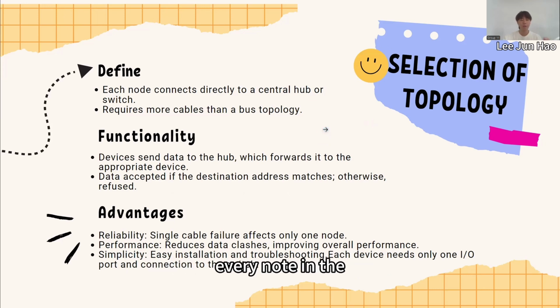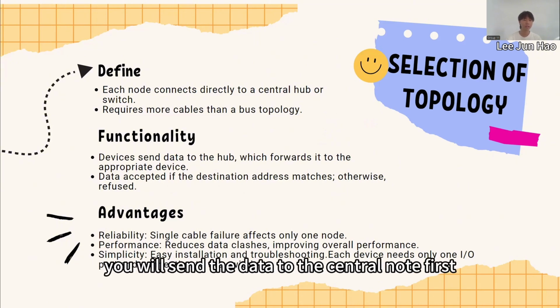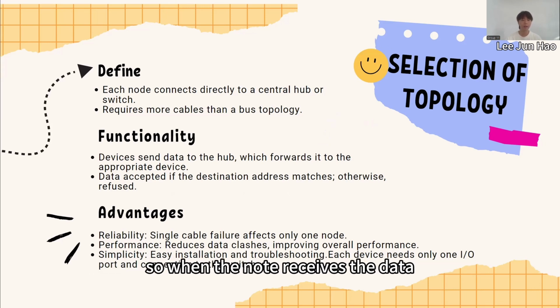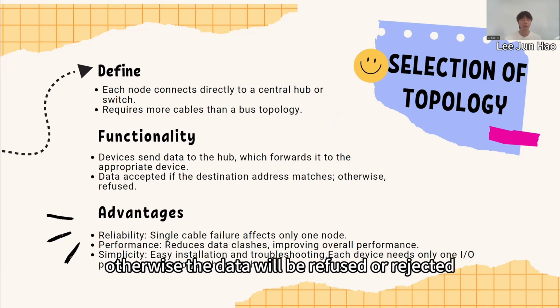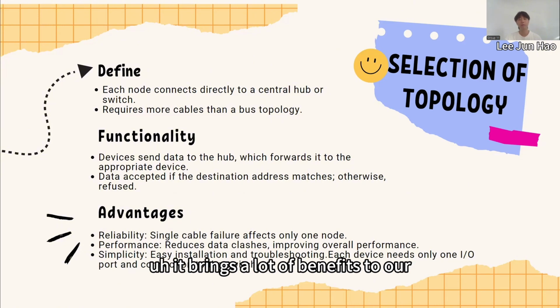Every node in a star topology is connected to the central hub that facilitates the data transfer. When a node wants to transmit data to another node, it will send the data to the central node first, and then distribute it to other nodes on the network. When a node receives the data, it checks the destination address, and if the address matches, the data will be accepted. Otherwise, the data will be rejected. For our network, we decided on a star topology because it brings a lot of benefits to our network.